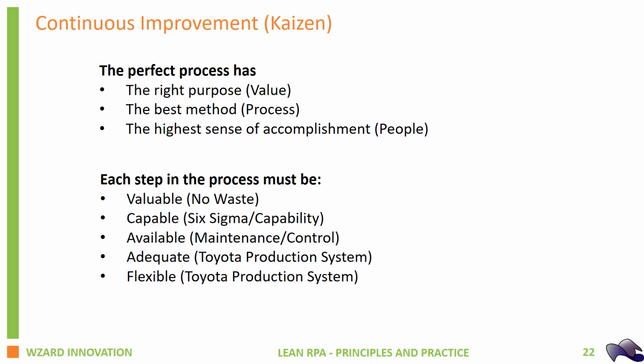That it's capable. And by capable, we mean it's quality built in. We get it right first time, every time. That it's available when it's needed. That it's adequate and can produce what is needed at the rate or volume that is necessary. And that it's flexible, that it can be adapted quickly if there is a need for a change, such as regulatory change. So these, in essence, are elements for us to strive towards within each of our RPA implementations to make sure that the processes that we develop and automate have the right purpose, the best method, and give us the highest sense of accomplishment.